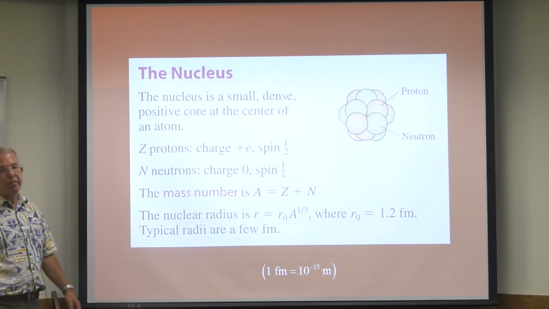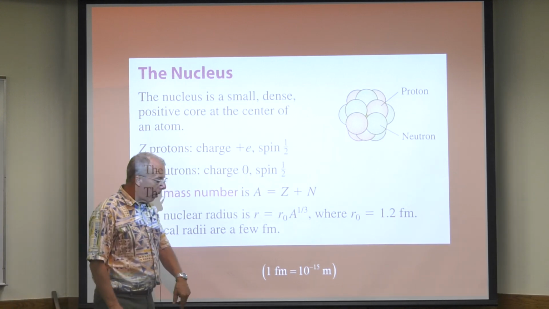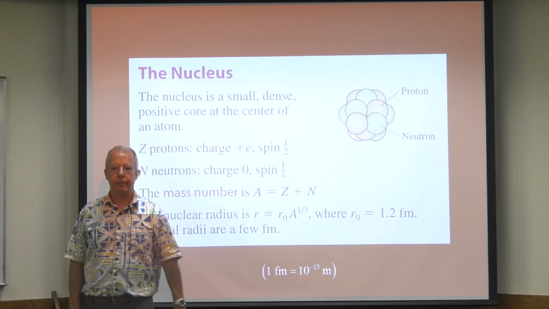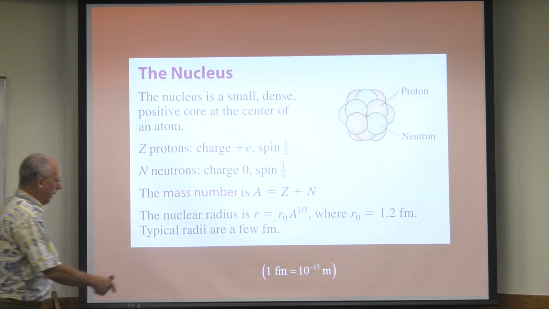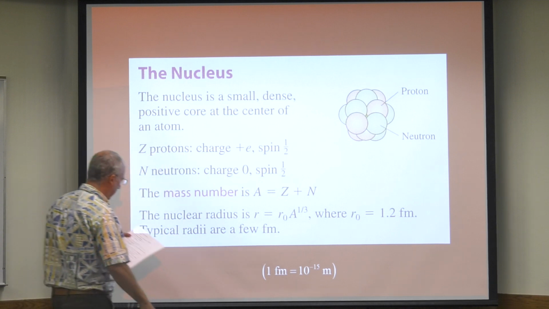Well, some people call it a femtometer. Again, this is nuclear physics, right? Things are small. So a Fermi or a femtometer is 10 to the minus 15 meters. So it's really small, right? Really, really small, okay? All right, so this is kind of a big deal, right? So the A is Z plus N, you use the A right there.